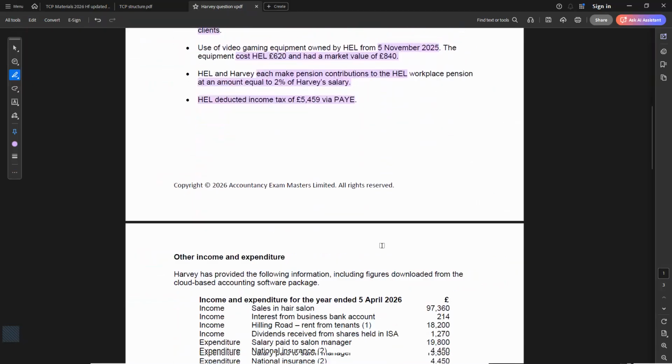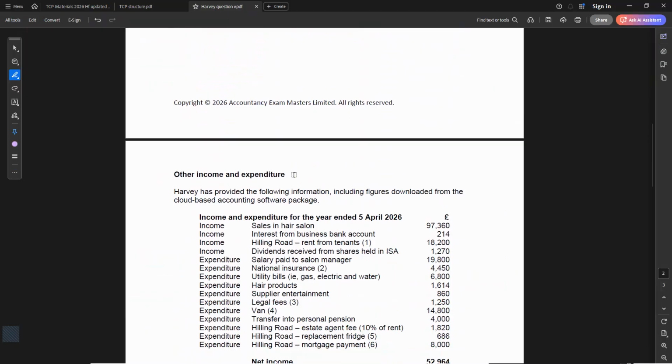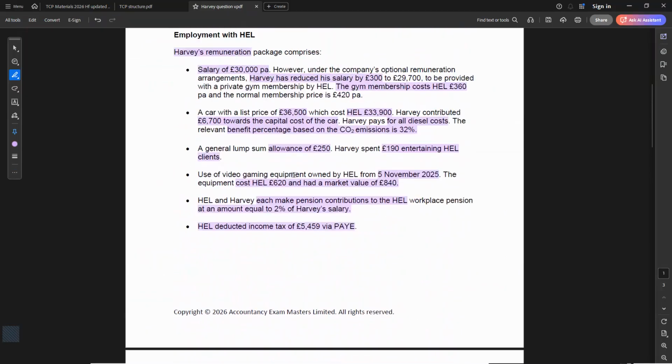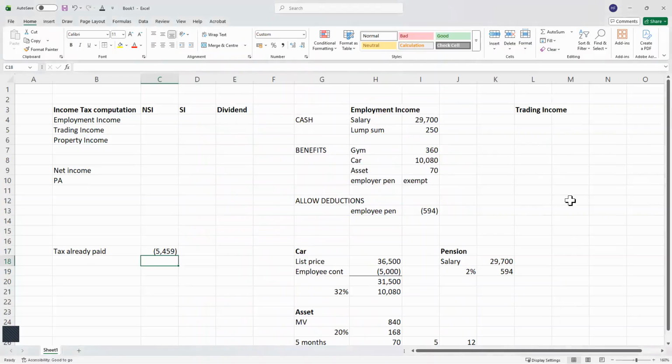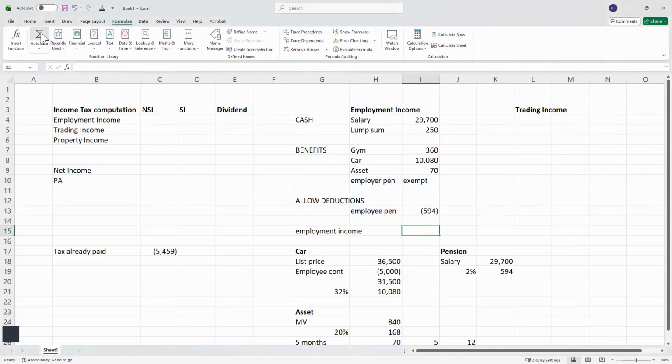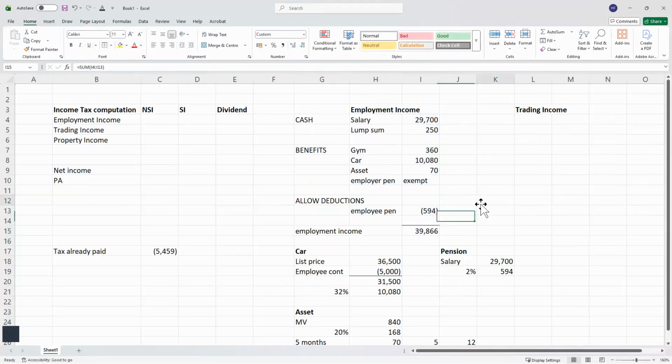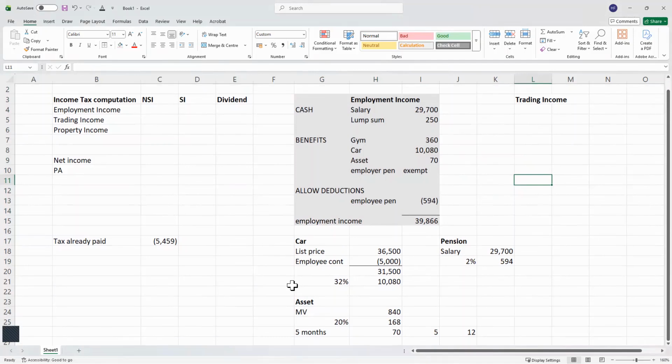If we move on down, this then takes us on to the next section, which is other income and expenditure. So this is all the information here for Harvey's employment income, which means that we can sum up Harvey's employment income. So if we total all the amounts we have for cash benefits and then the allowable deductions, that gives us employment income for Harvey of £39,866. So this is part A of the question now completed together with the workings below here.